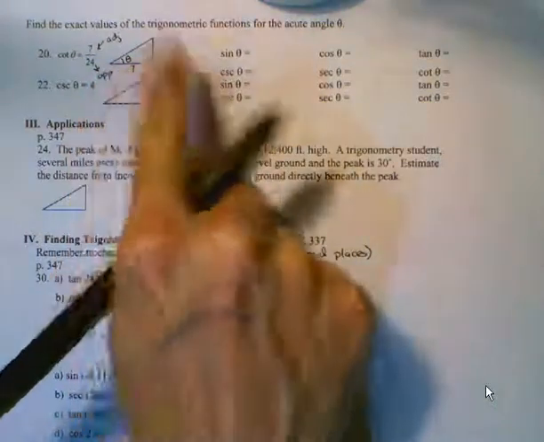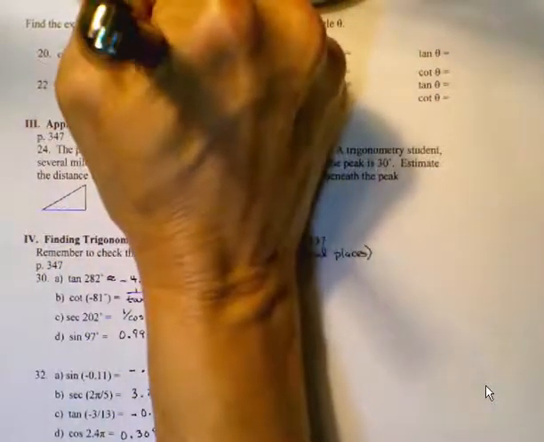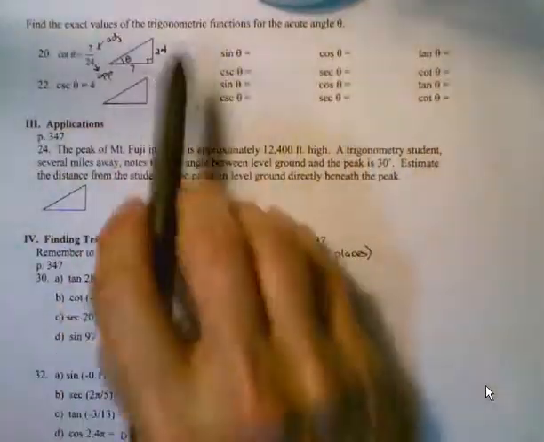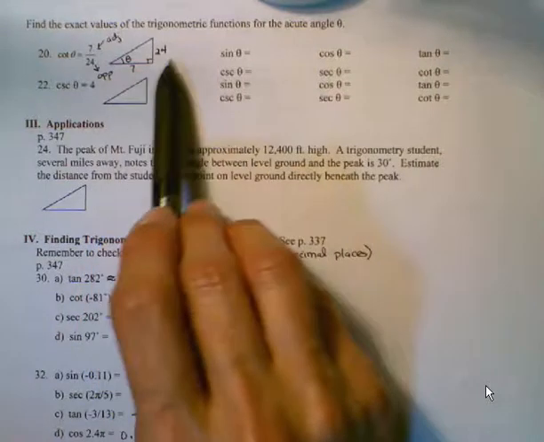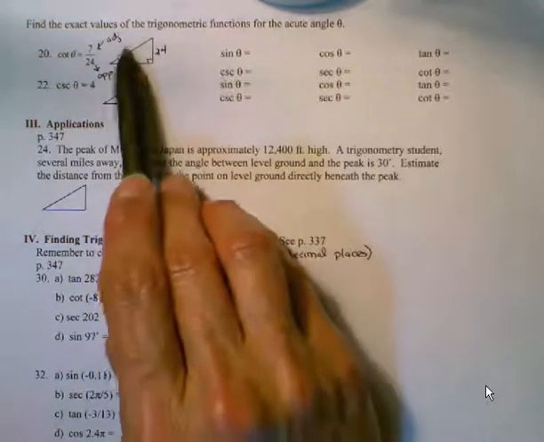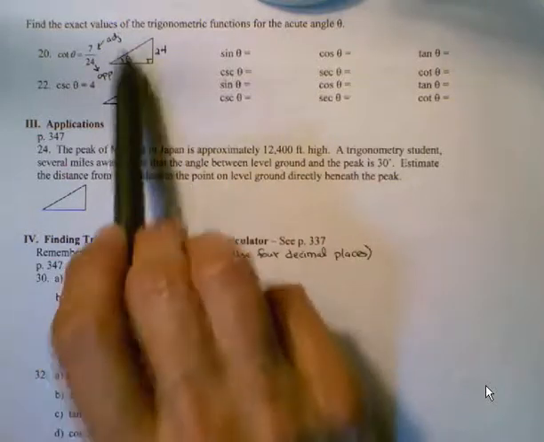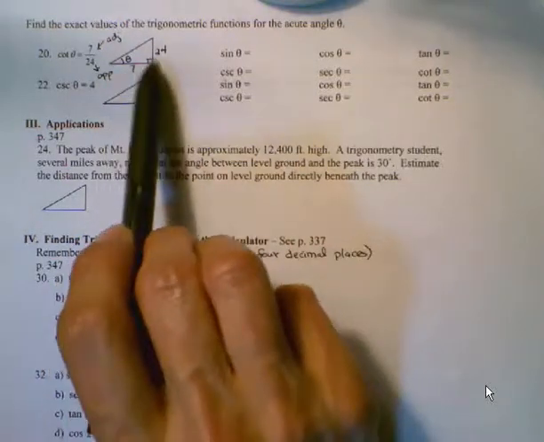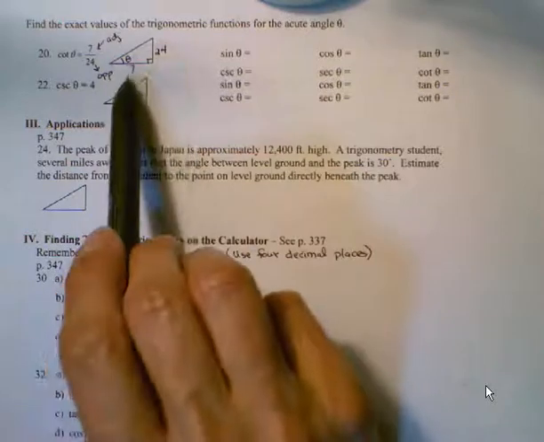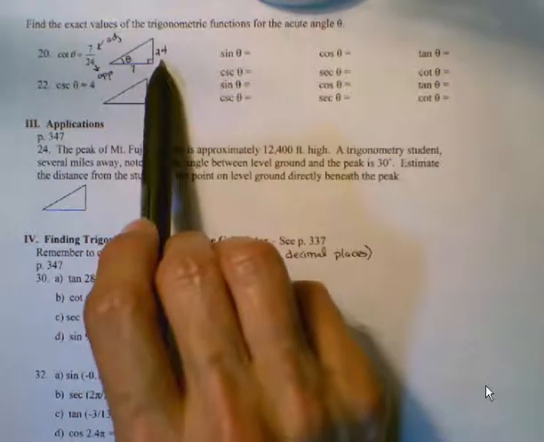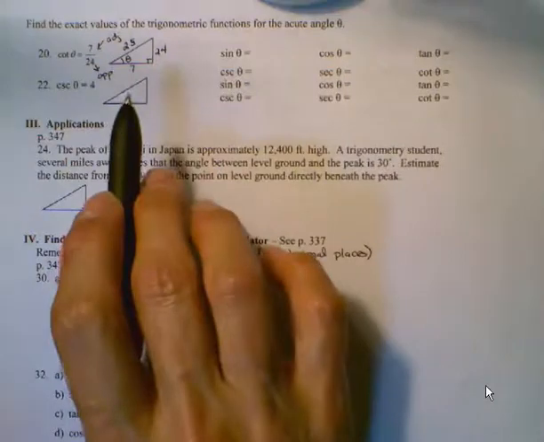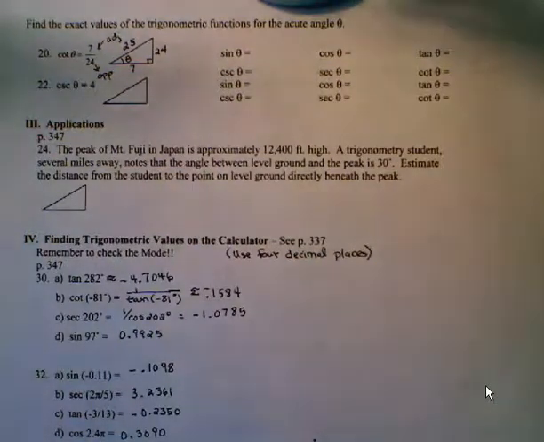The side opposite theta is 24, and you should be getting good now at Pythagorean triples, using the Pythagorean theorem to find the hypotenuse. Hypotenuse is just leg squared plus leg squared, so that's 49 plus 576 is 625, and the square root of 625 is 25. 7, 24, 25 is a Pythagorean triple.